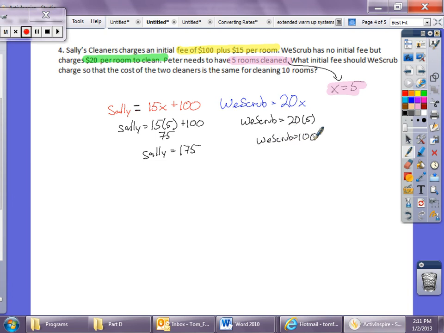Now it says what charge, this should actually be not 10 rooms, this should be 5 rooms. Change that to 5 rooms. Charge the cost of 2 cleaners is the same for cleaning 5 rooms. Well, we know that these are not the same. So what should they add on? Well, WeScrub, there's a difference of how much. WeScrub should add $75 for them to be the same. The difference between 175 and 100 is 75.